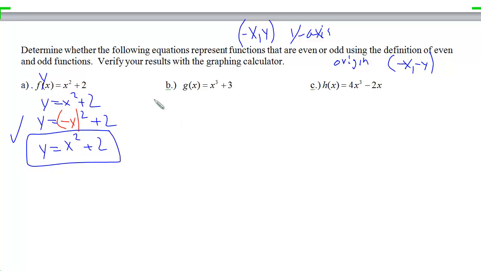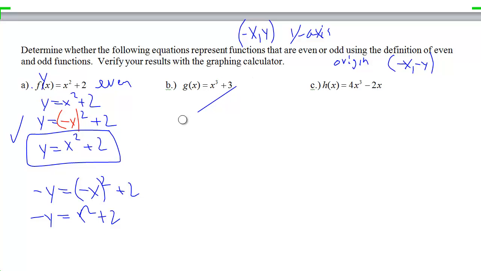Now, is it odd also? They could be, so let's go ahead and check it. Doesn't hurt to practice anyway. So I'm going to make both values negative. So I got negative y equals negative x squared plus 2. Negative y equals x squared plus 2. Clearly we see with the negative y out here, it is not an odd function. But it is indeed an even function. And we'll graph all three of these right at the end.